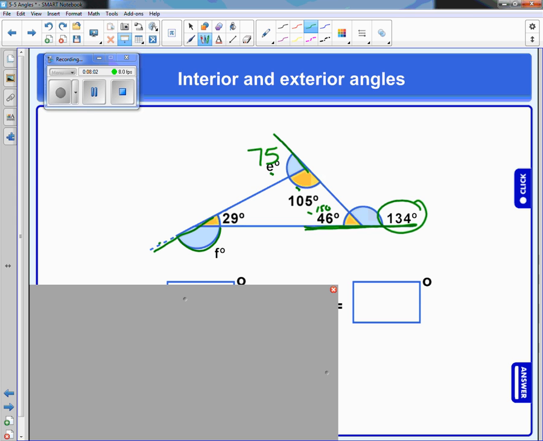I want this remaining portion here. 180 minus 29. You subtract 180 minus 29 and you get 151. So that's the exterior angle. I want you to go through it. I want you to circle each exterior angle.